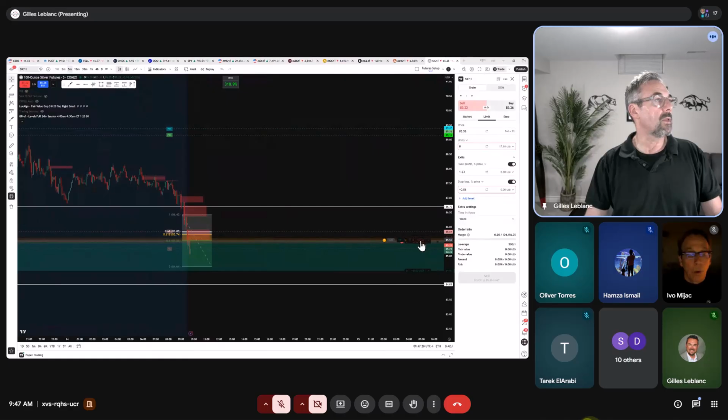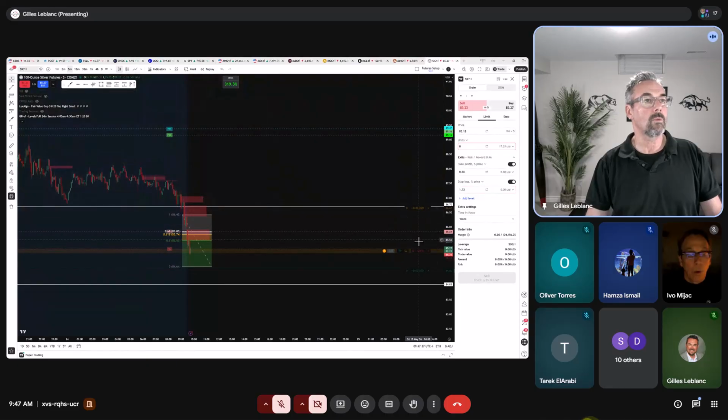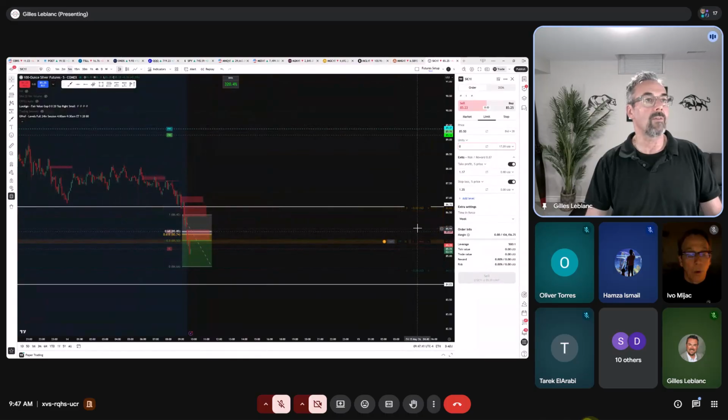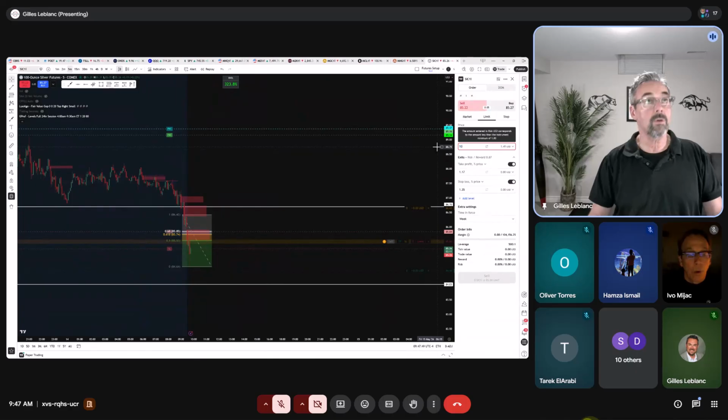Entry would be just below the 50 and the stop. Move it up. That's the thing with silver. I think it's very heavily leveraged. Let's put the risk at 100.